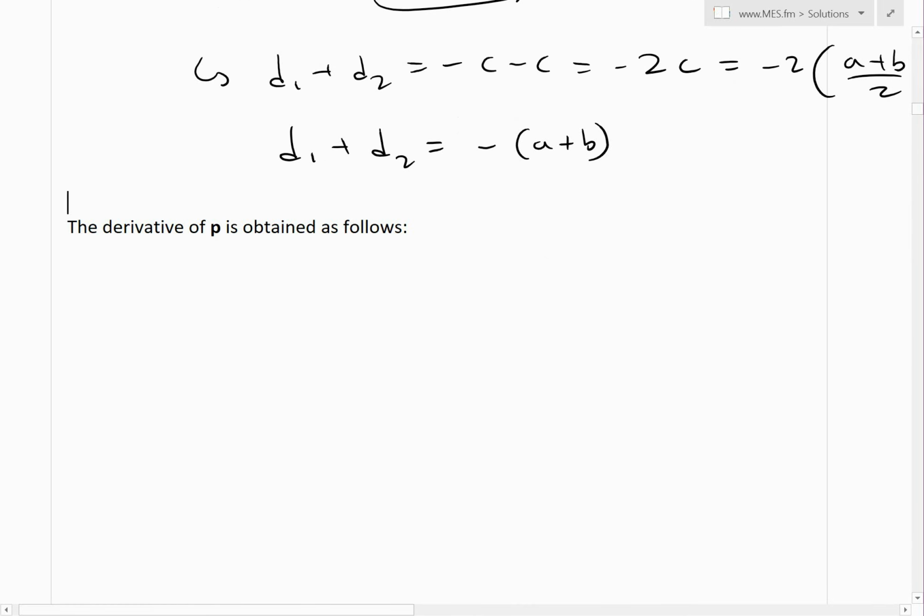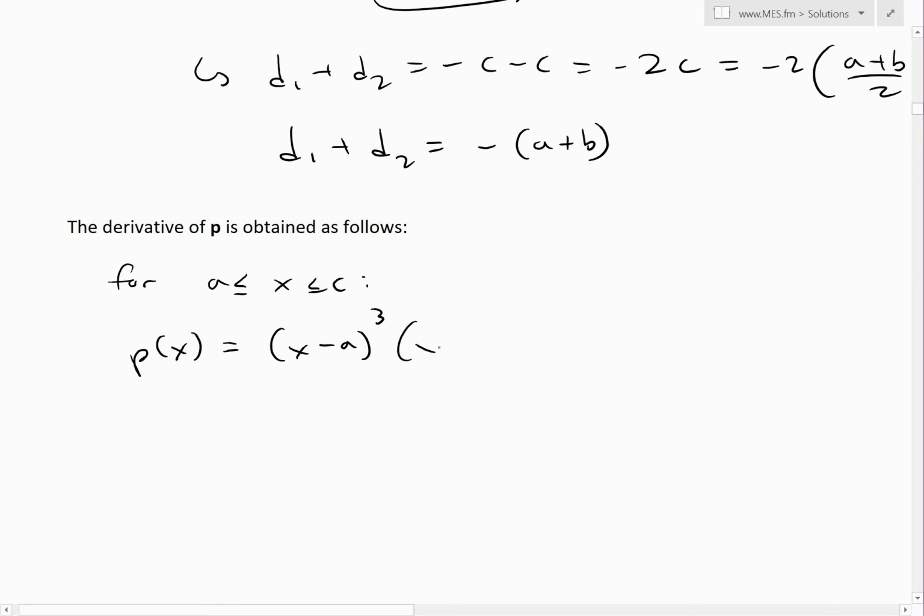And now the derivative of p is obtained as follows, because we're trying to solve for d1 and d2. For the case where a is less than x less than c, we have p of x equals x minus a cubed, times x plus d1.